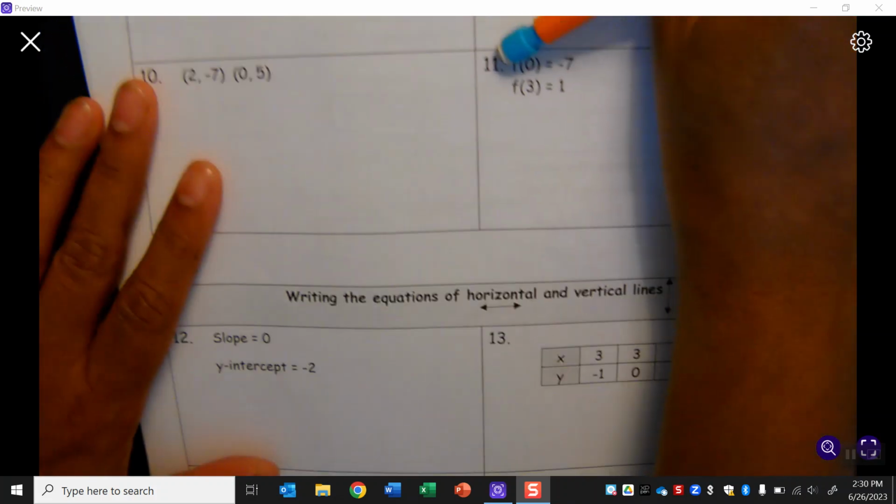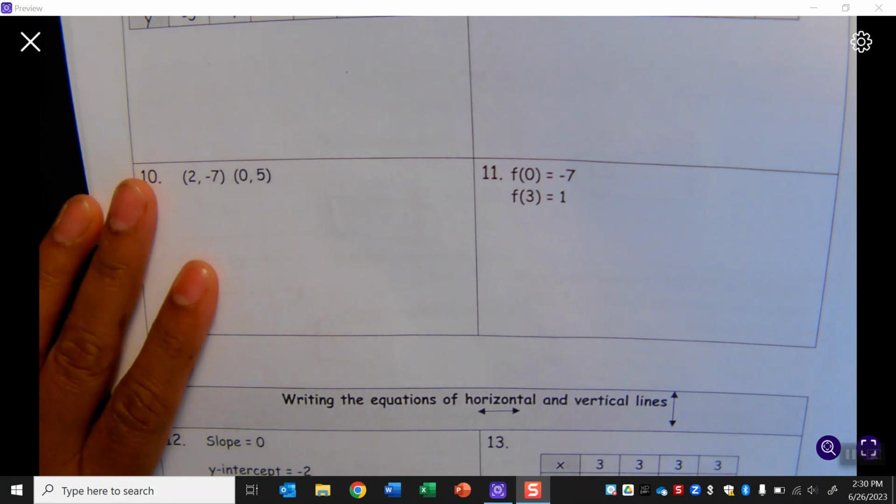All right, 2 more examples, 2 more types of problems we'll see with slope and intercept. Let me fix my camera real quick.